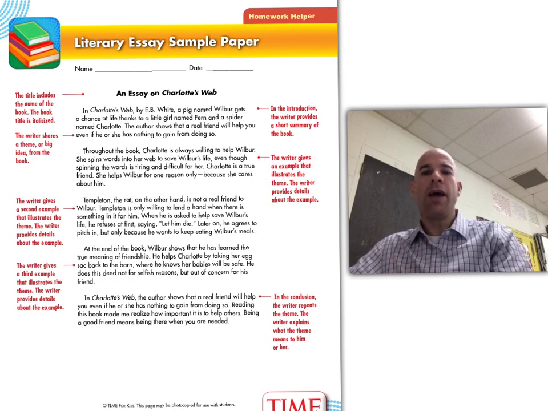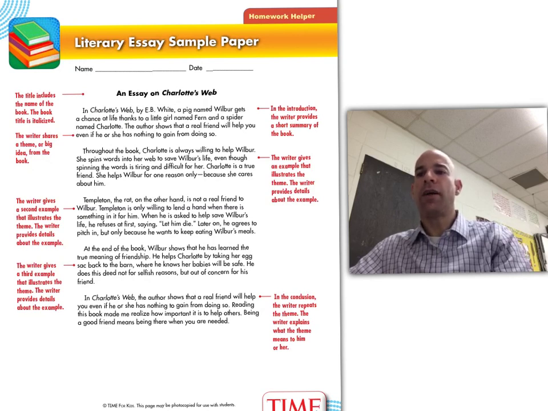Perfect. It must also contain your thesis statement. This is your claim, or as we have been calling it, the theme of the story. You can see here, towards the end of the paragraph, it says that the author shows that a real friend will help you even if he or she has nothing to gain from doing so. That's the writer's thesis in this story. As you can see, the introduction is its own paragraph.